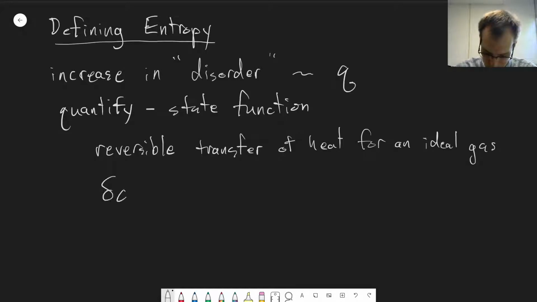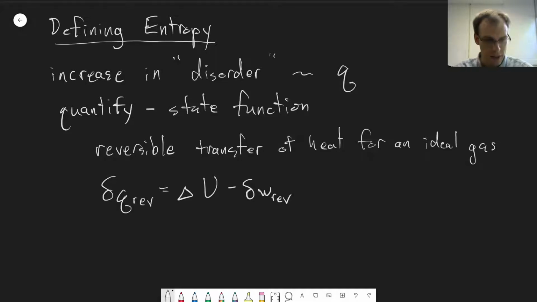So the reversible transfer of heat is going to be equal to delta U minus the reversible work that's done in the system, since we're looking at a reversible process. And we saw from the previous chapter that we can define delta U as our heat capacity at constant volume times our change in temperature, CV dT. And the negative of the work will be plus PdV, right? So work is minus PdV. So then we have our two terms here.